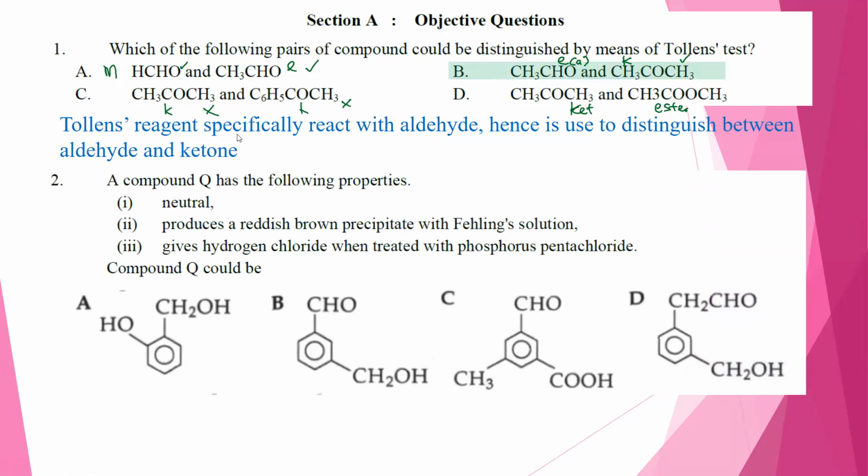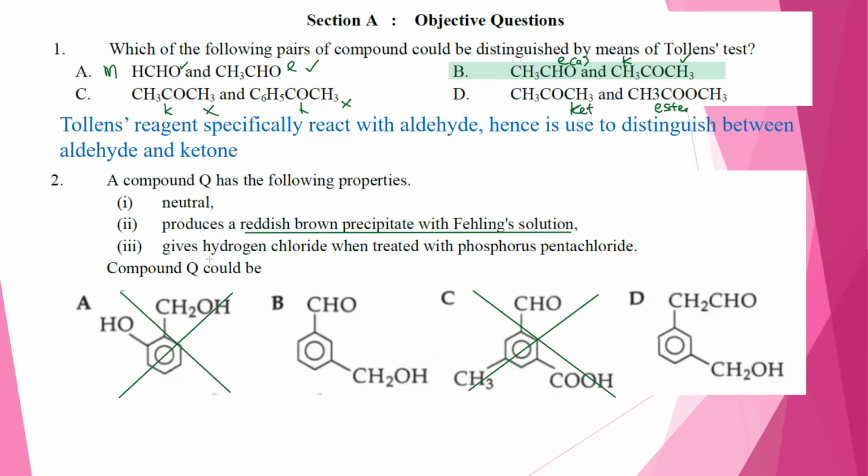Number two, a compound Q can be used to determine the following properties. Number one, it is neutral. Usually when you contain a carboxylic acid, it is acidic, so C is already out from our choice. Even though we have CH2OH, it is not a very strong acid, it is considerably a weak acid, so there still might be chances that it is neutral. Let's continue. Number two, produces a reddish brown precipitate with Fehling's solution. That means it must contain aldehyde. This is not an aldehyde, so A is already wrong.